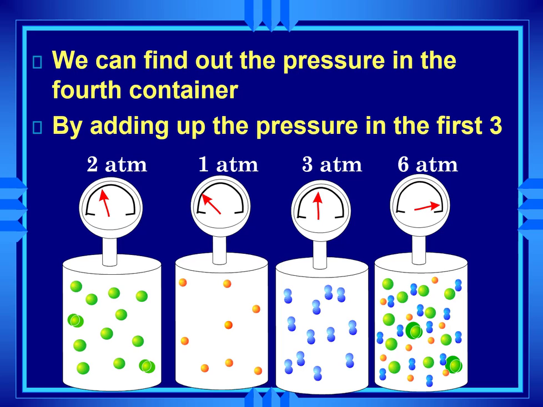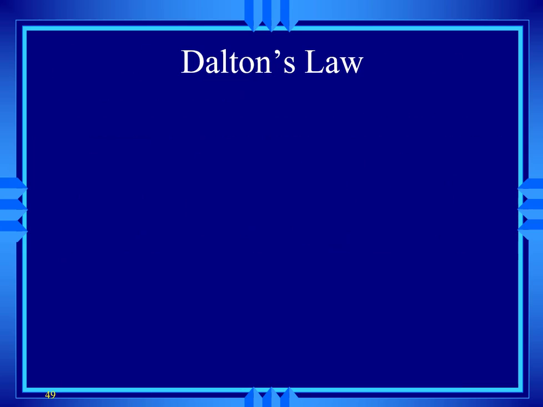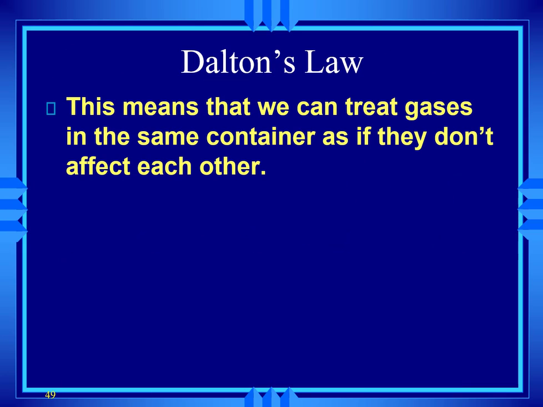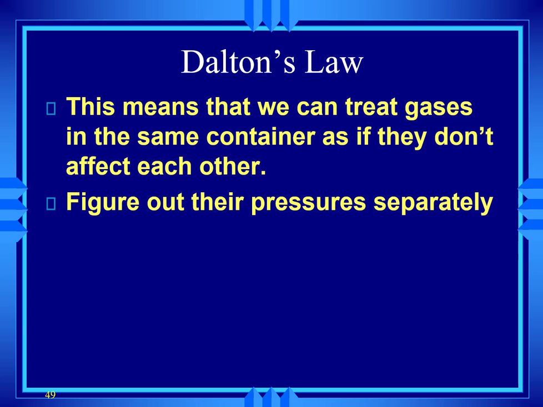That you can treat each gas individually, as if the other gas isn't there. And it makes sense. If the gas molecules don't take up any size, we can pretend they're not there. Does that make sense? If they don't take up any space, we can pretend they're not there. So that's the whole idea. So we can treat gases in the same container as if they don't affect each other. You just figure out their pressure separately and add them to get to the total.